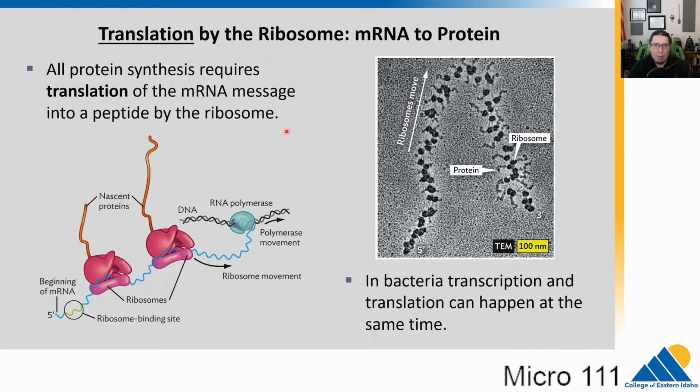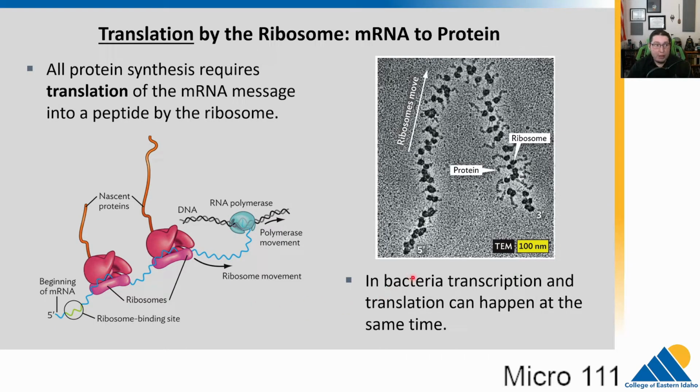Once we have our mRNA, it's time to translate it from mRNA into protein. And this is done by the ribosome. The ribosome is a group of proteins and also some RNA called rRNA, ribosomal RNA, that joins together to take the mRNA and translate the message into a sequence of amino acids.